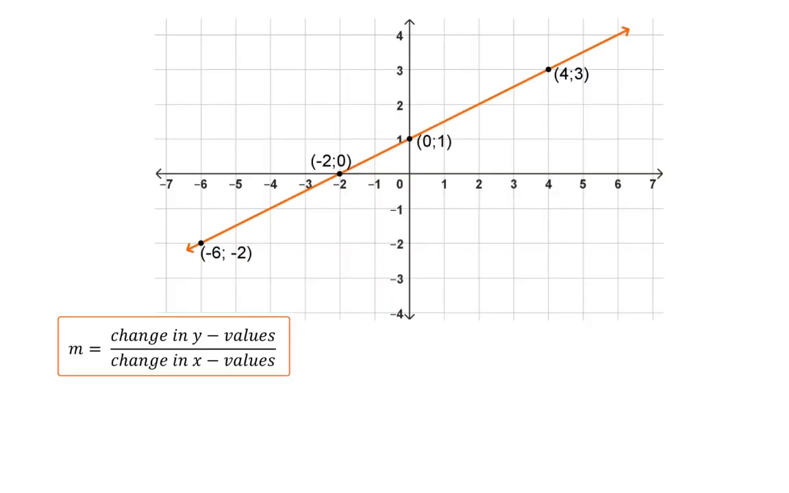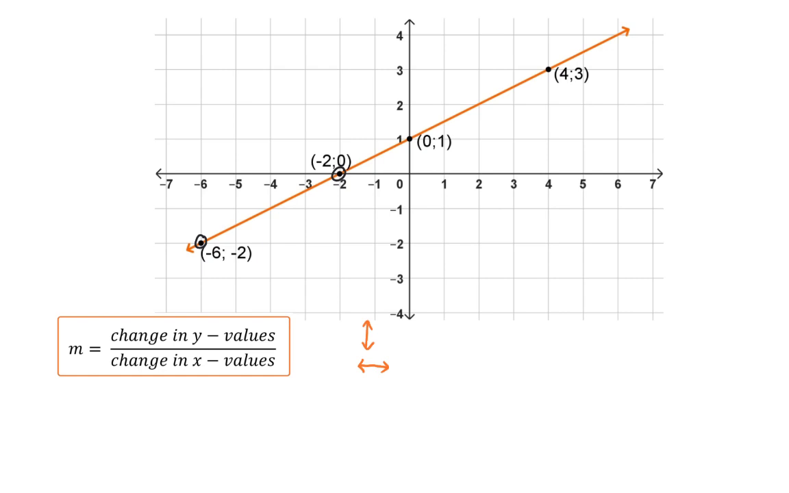So, to determine the gradient of our given straight line, we will have to focus on two of the points on the line and determine what the change in y value and change in x value from the one point to the other one is. The change in y values is how much you need to move up or down on the y-axis, and the change in x values is how much you move horizontally left or right to get from one point to another on the line.